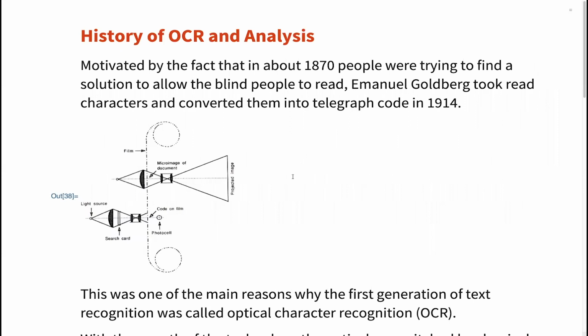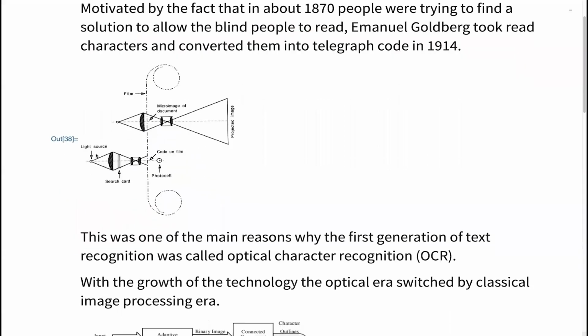So just to give some background, the actual OCR task is pretty old. It comes from the 1870s, where people were trying to solve the following problem. They wanted to transfer the text from one source to another to allow blind people to read it. And this was around a 40 year long project, after which Emanuel Goldberg took this further and converted the characters into telegraph code. In the image, you could see how the actual pipeline looked.